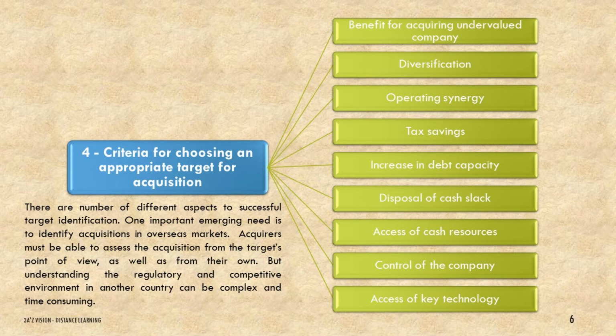There are 9 main aspects which we explore here: benefit for acquiring an undervalued company, diversification, operating synergy, tax savings, increase in debt capacity, disposal of cash slack, access to cash resources, control of the company, and finally, access to key technology.